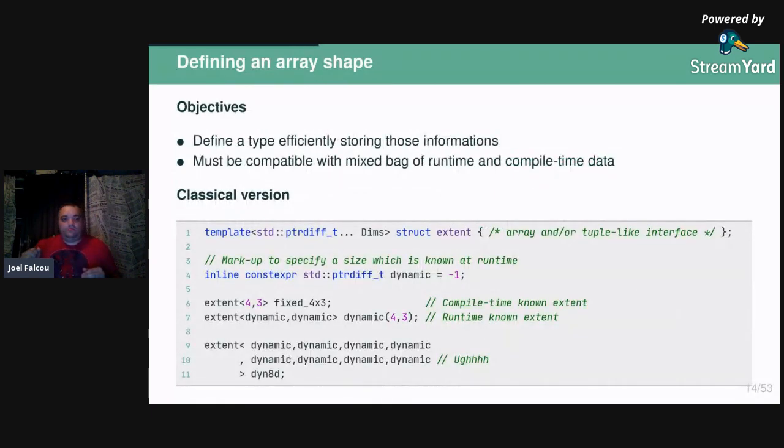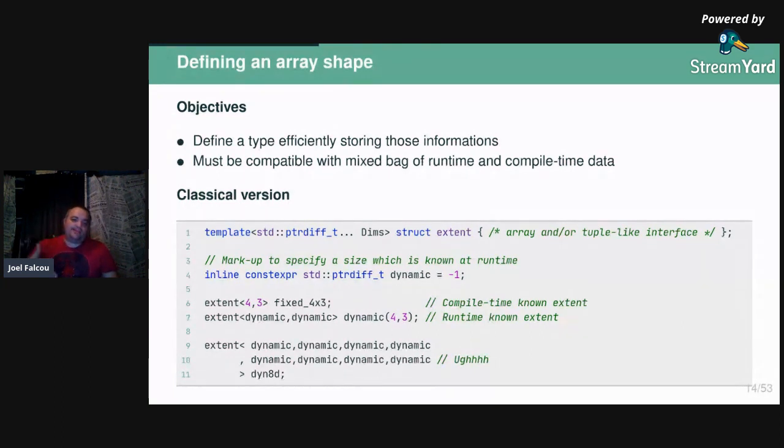So what should we do? Well, let's try to find a way to express all the variability of those shape or extent things. We want to store as much information as we can about those sizes, their runtime or compile time nature, and their value if needed. And a classical approach, which I just copied from the mdspan specification there, is you have an extents class that takes a variadic number of values. So you have as many values as you have effective dimensions. And we have a special markup that means that this particular dimension is only known at runtime. So if you have an extent 4, 3, that's a 4x3 compile time extent.